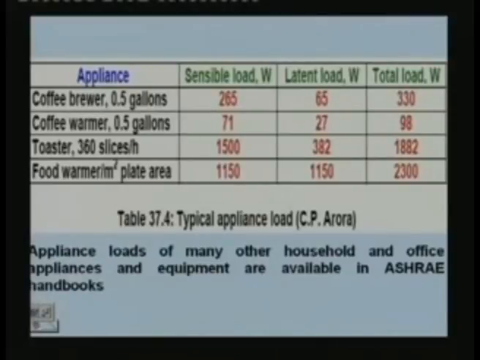If you have a toaster of 360 slices per hour, then the sensible load is about 1500 watts and the latent heat load is 382 watts. And for example, a food warmer has 1150 watts of sensible load per meter square of plate area and 1150 watts of latent heat load per meter square of plate area. So total heat addition is 2300 watts. And appliance loads of many other household and office appliances and equipment are available in ASHRAE handbooks. In fact, if you look at ASHRAE handbooks, they cover a wide variety of home appliances and office equipment.